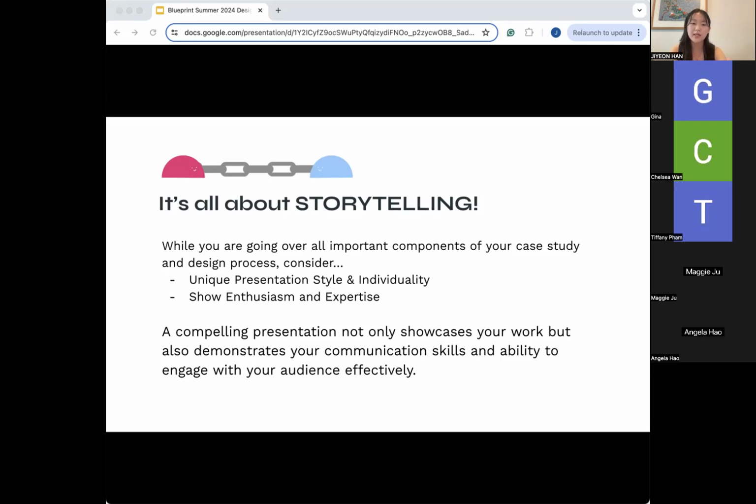And then just creating a consistent visual theme all throughout is really important so that it's an easy read to the eye. And this unique visual style can make your presentation stand out.